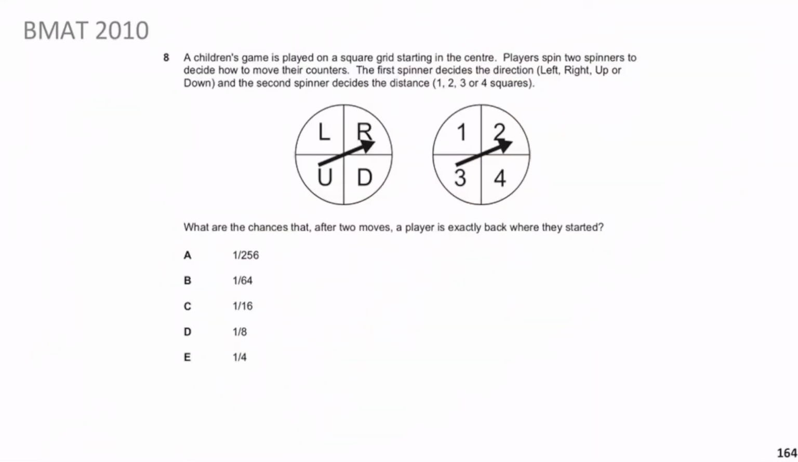Now, guys, we're going to move on to the next one, which is BMAT 2010. A children's game is played on a square grid starting in the center. The players spin 2 spinners to decide how to move their counters. The first spinner decides the direction, and the second spinner decides the distance. What are the chances that after 2 moves, a player is exactly back where they started?